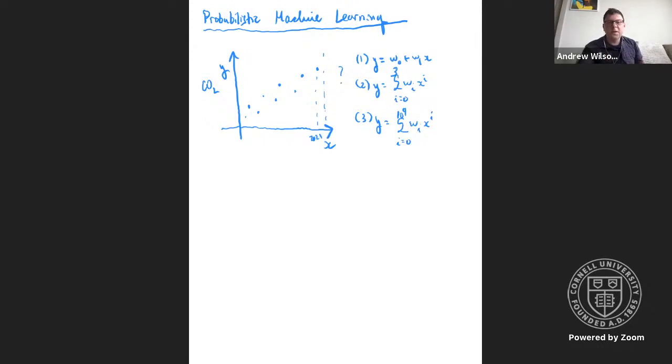Let's just take a vote in the chat. Type 1, 2, or 3, corresponding to the choice that you would make to fit these data. Don't think about it too much, just kind of react.